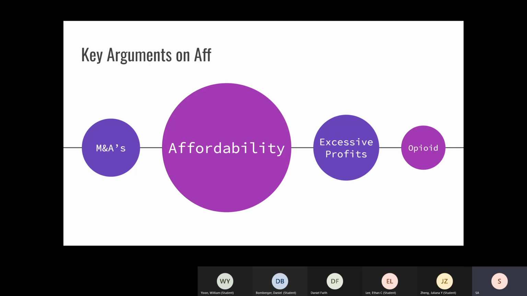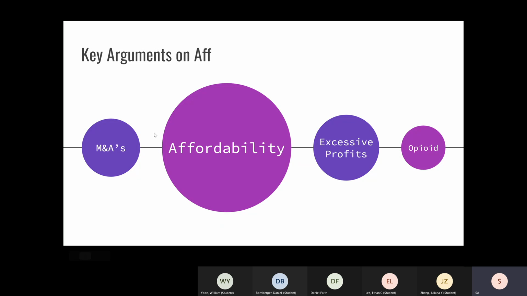Okay, so now we've talked about how to write one. So let's look at the first step, which is finding the key arguments, right? So the key arguments on AF are once again affordability is the biggest one, right? People can't afford drugs, which means that if we had price controls, more people would be able to afford drugs.